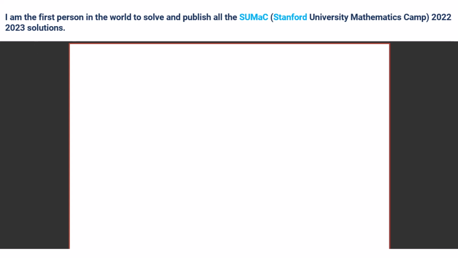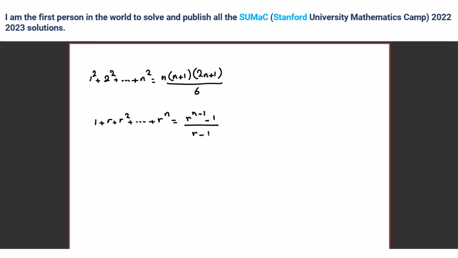1 squared to n squared is what? 1 squared plus ... plus n squared is n times n plus 1 times 2n plus 1 over 6. Exactly. Good job. Can you tell me 1 plus r plus r squared up to r to the n is what? r to the n minus 1 over r minus 1. No, pay attention. It is what? r to the n plus 1 minus 1. Yes, this one is plus 1.